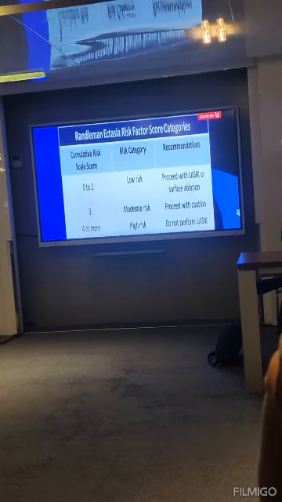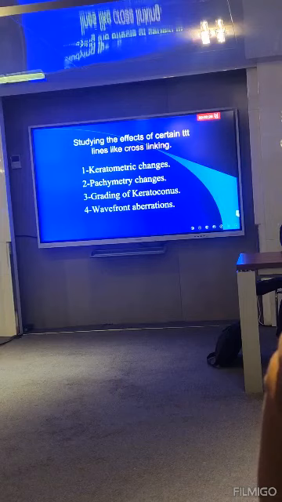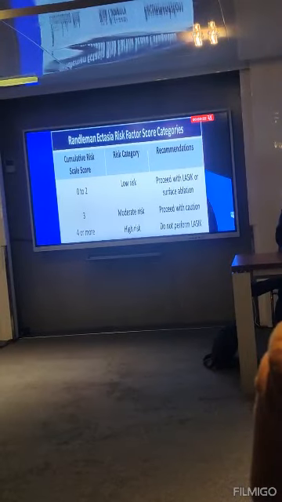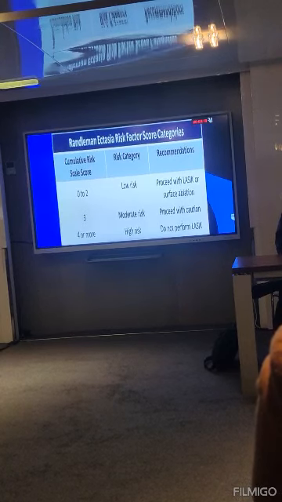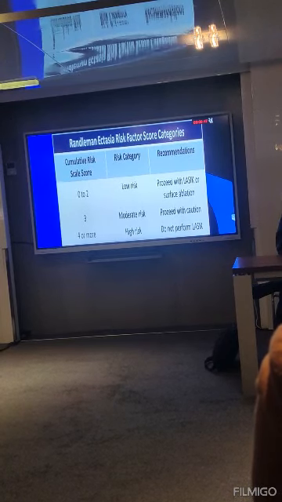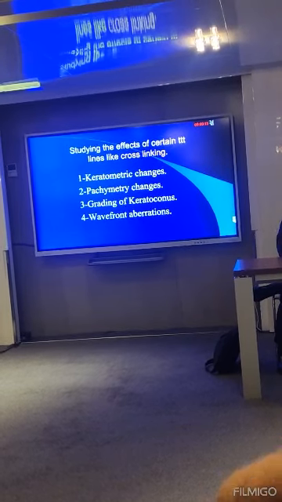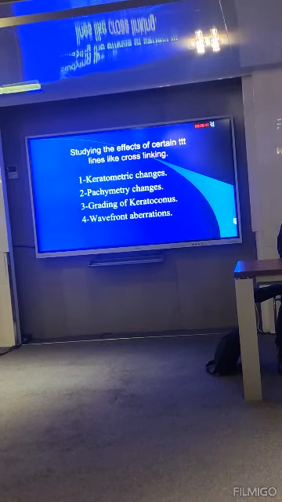If you have a score of 0 to 2, we have low risk, so we can proceed to laser corneal ablation. With 4 or more, don't perform LASIK, and with 3, proceed with caution. Next we study the effect of corneal treatments like cross-linking on keratoconus changes, pachymetry, and grading.